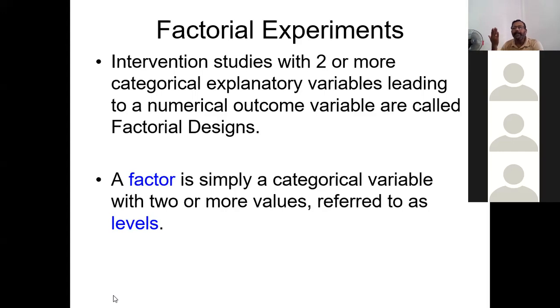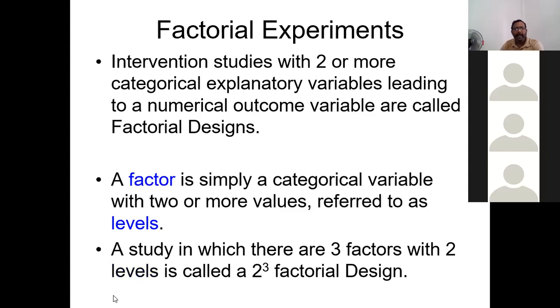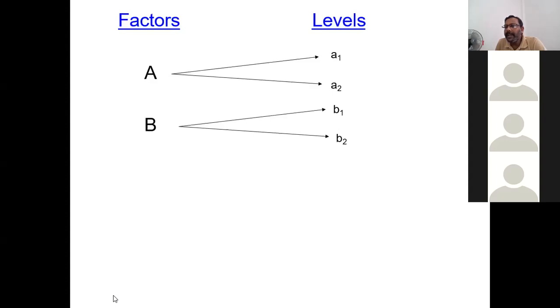We can have any number of factors and any number of levels. A study in which there are three factors with two levels each, so all three factors have the same level, we can call a 2 to the power 3 factorial design. This is how we call a 2 to the power 3 factorial design, as I have already explained.